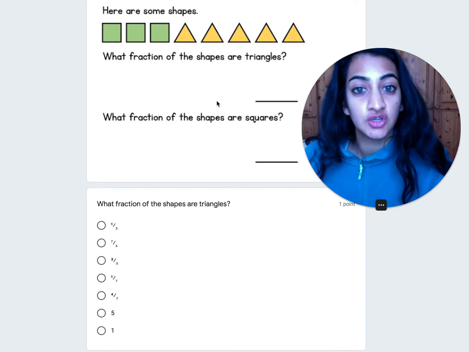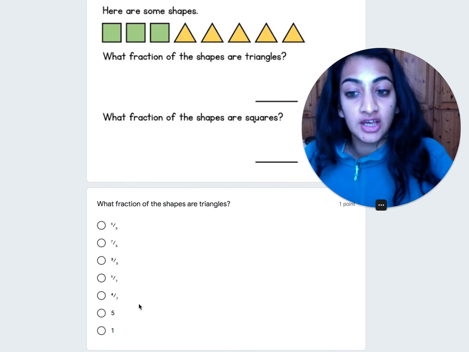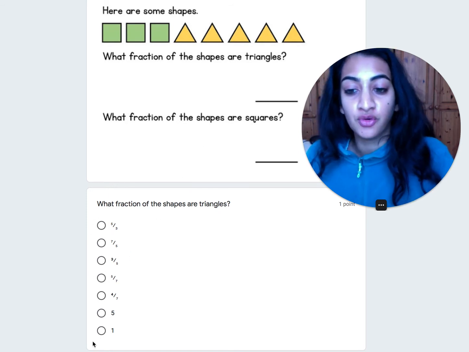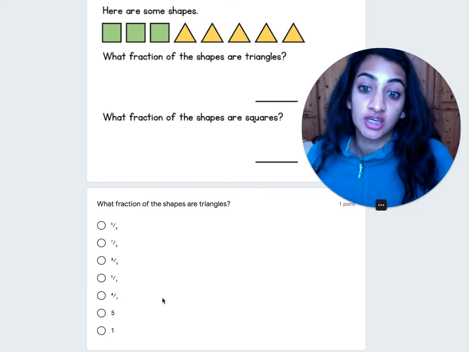What I suggest you do is you actually write down the answer on your piece of paper before you click your answer onto the screen. That's to make sure that you've worked it out correctly before you get confused by all the different options, because a lot of the options are there to trick you.